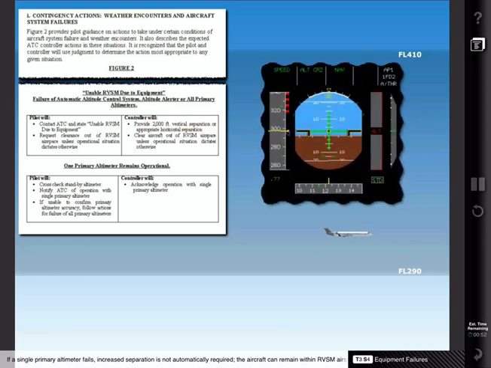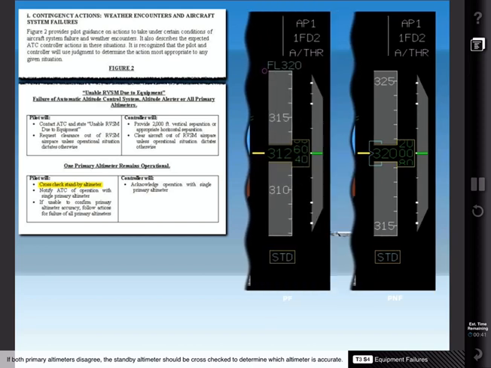If a single primary altimeter fails, increased separation is not automatically required. The aircraft can remain within RVSM airspace. If both primary altimeters disagree, the standby altimeter should be cross-checked to determine which altimeter is accurate. In either case, ATC should also be notified that the flight is operating with a single primary altimeter.